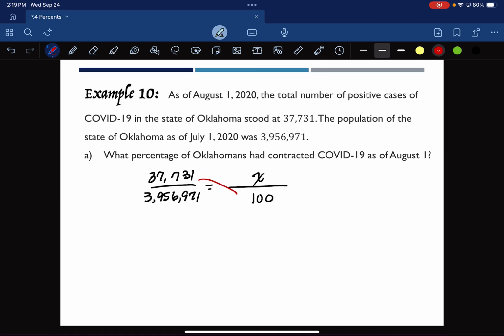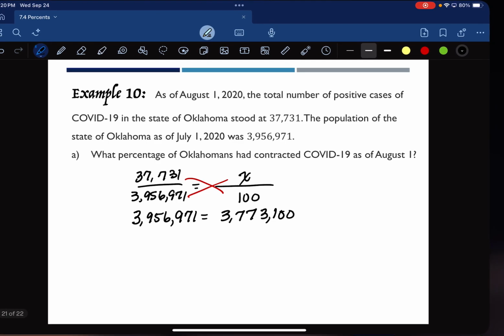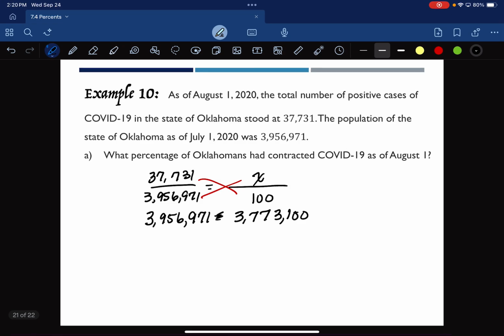Okay, so we're going to cross multiply. When we do, let's see, I have 3,956,971, and it equals 773,100. I think I've got my place values in the right place there. And, oh, I left off my X. My apologies. There's my X.